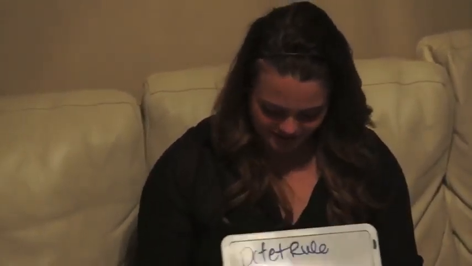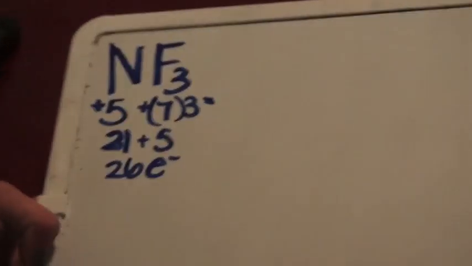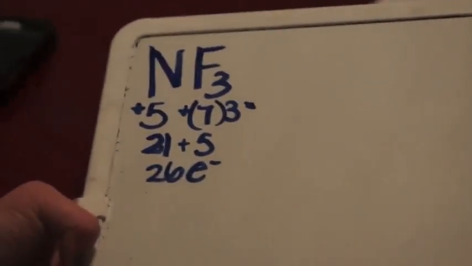The octet rule is where all atoms want 8 valence electrons, except for hydrogen and boron. That's it. To first make a Lewis dot diagram, you need to have a periodic table so you can determine how many valence electrons an atom has.